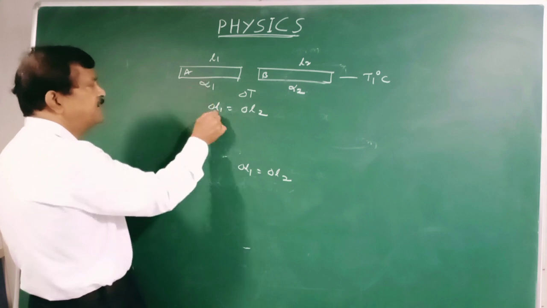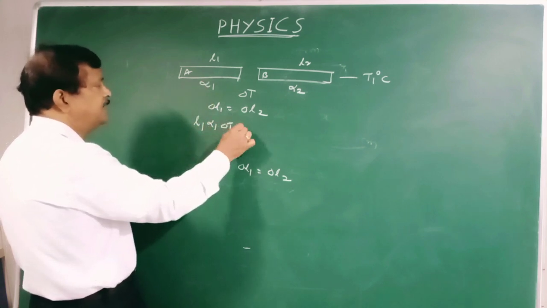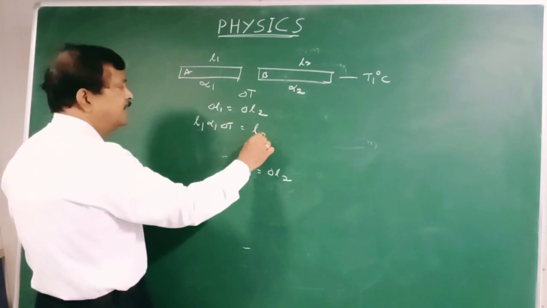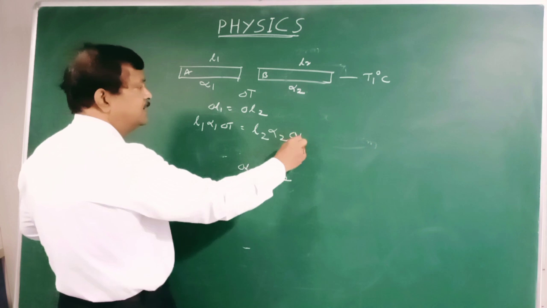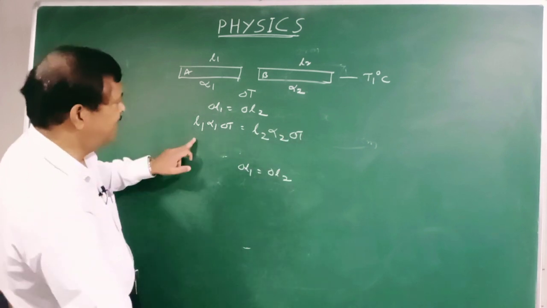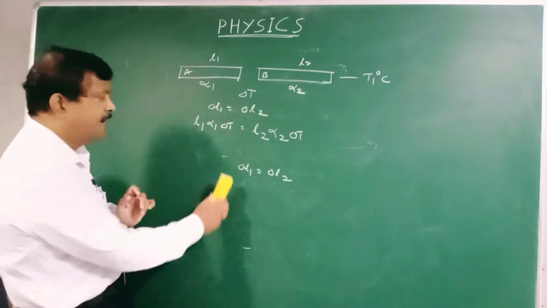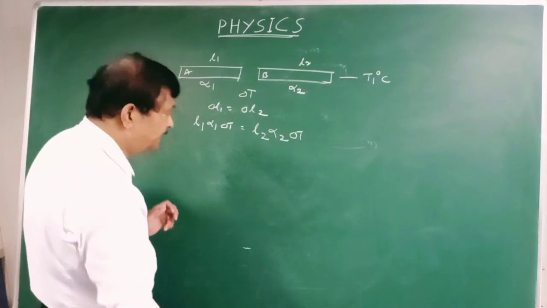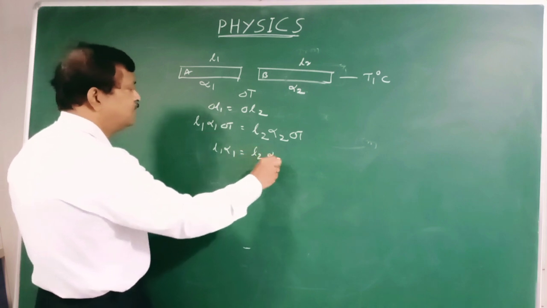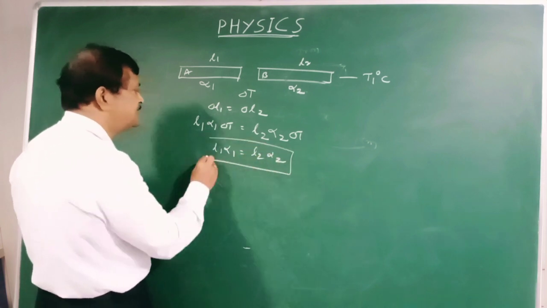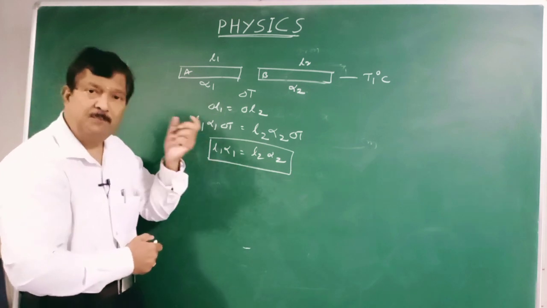So using the equation for delta L, it is L1 alpha 1 delta T, that equals, in the second rod, L2 is the initial length, coefficient of linear expansion alpha 2 into delta T. That means L1 alpha 1 delta T equal to L2 alpha 2 delta T. Now very clearly the necessary condition is L1 alpha 1 equal to L2 alpha 2. This is the necessary condition for the expansions of the two rods to be the same.